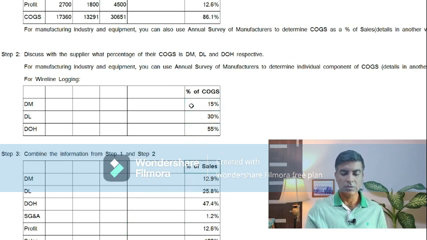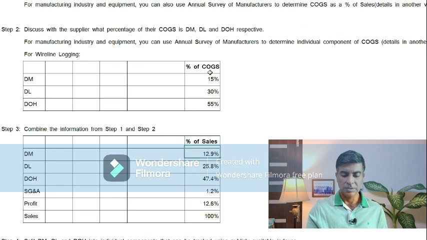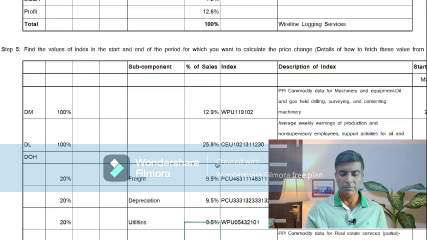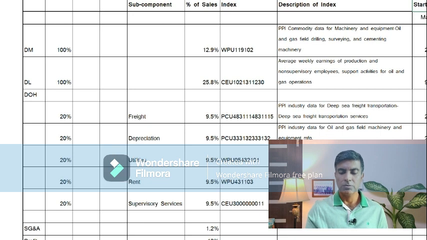Then in step 3, you combine the information from step 1 and step 2, and you calculate direct material, direct labor, and direct overhead as a percentage of sales. In step 4, you split the direct overheads into further subcomponents, and you attach an index to each of these components: direct material, direct labor, and subcomponents of direct overheads. Once you have that, in step 5 you figure out the starting and the ending values of each of these indexes for which you want to calculate the price change using the should cost model.